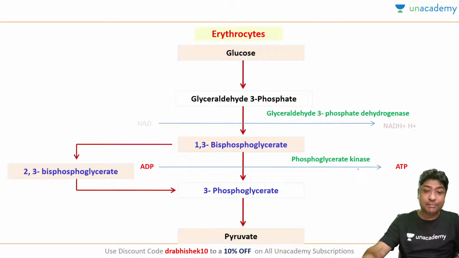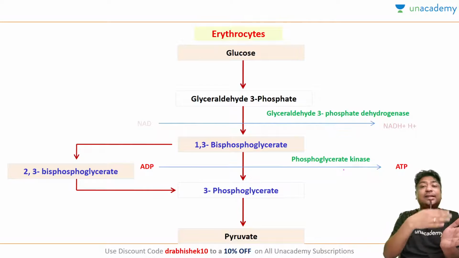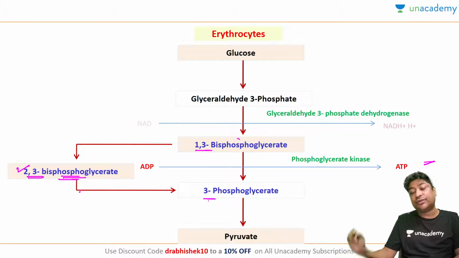But imagine when this shunt is in. What is shunt? Shunt is basically an alternate pathway. And in that alternate pathway, what happens? This 1,3 biphosphoglycerate is mutazed, which means it undergoes isomerization and it forms 2,3 biphosphoglycerate. And this 2,3 biphosphoglycerate again loses one phosphate and gets converted into 3-phosphoglycerate. So an additional step is added.